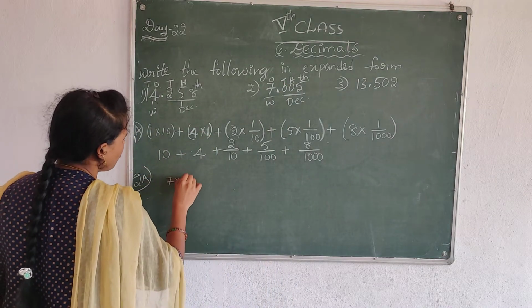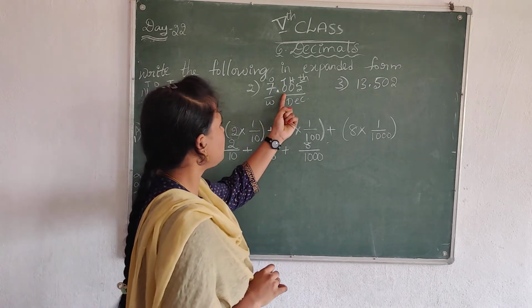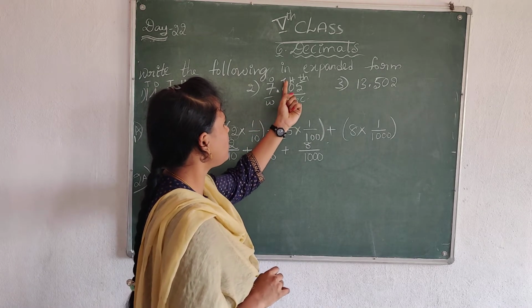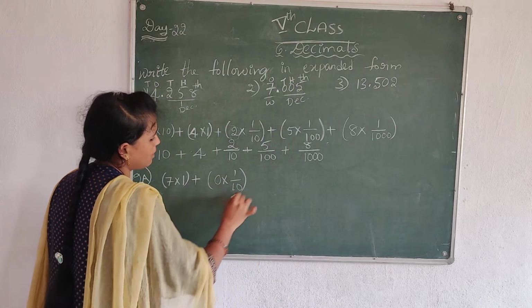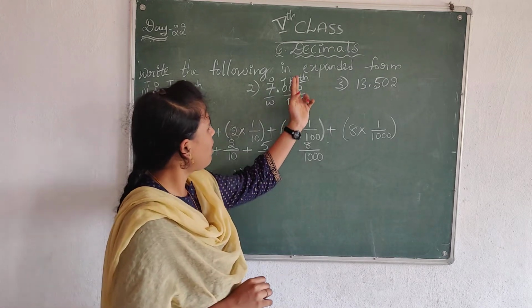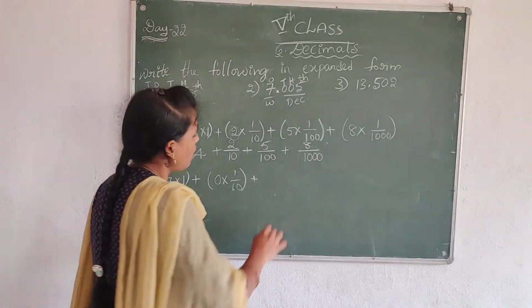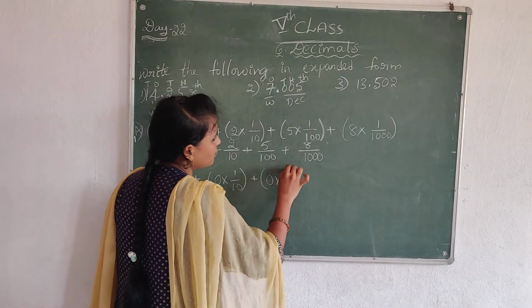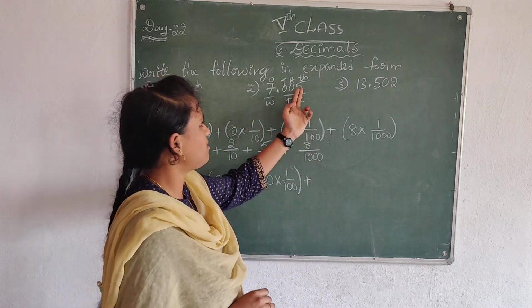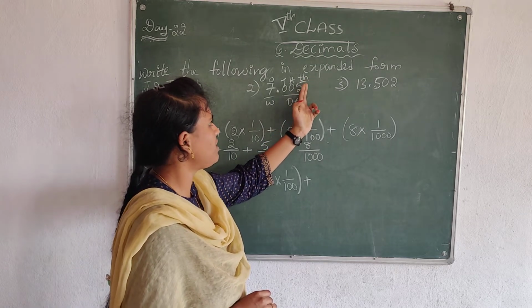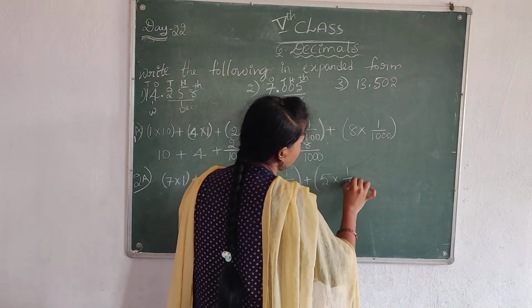So 7 into 1, put the bracket. After that take the places. 0 tens. That means 0 into tens means 1 by 10 plus 0 hundreds. 0 hundreds means 0 into 1 by 100 plus 5 thousands. 5 into thousands means 1 by 1000. 5 into 1 by 1000.